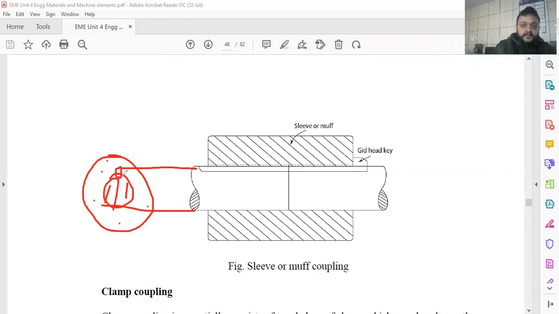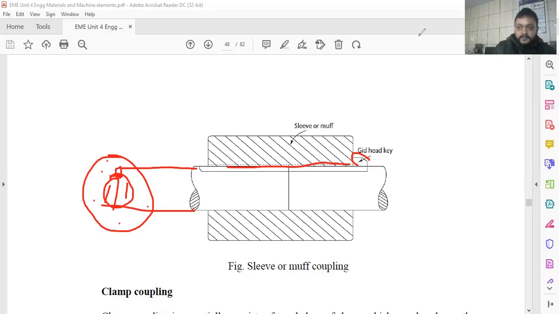key, the gib-headed key. Here you have to see, 50% of the key is associated with the shaft, in a key groove. The key groove is already provided on the surface of the shaft during manufacturing itself, and the other half portion of the key is associated with the muff. So the muff and shaft rotate together by means of this key. The key may fail between these sections under shearing action. So this is how a simple muff coupling works.